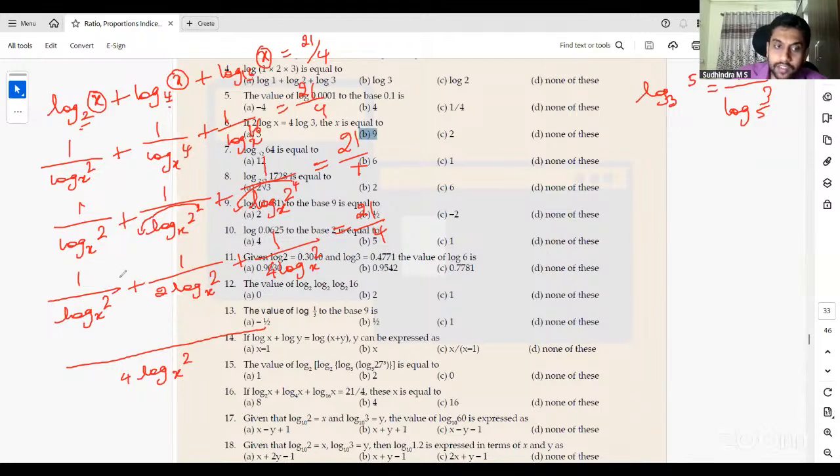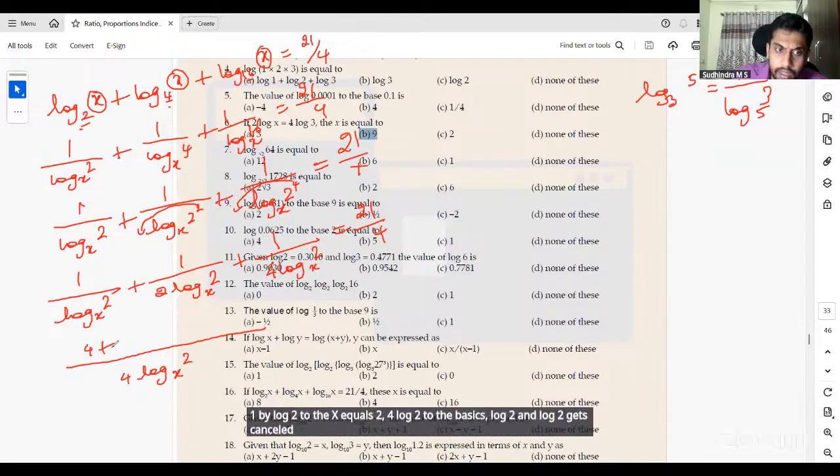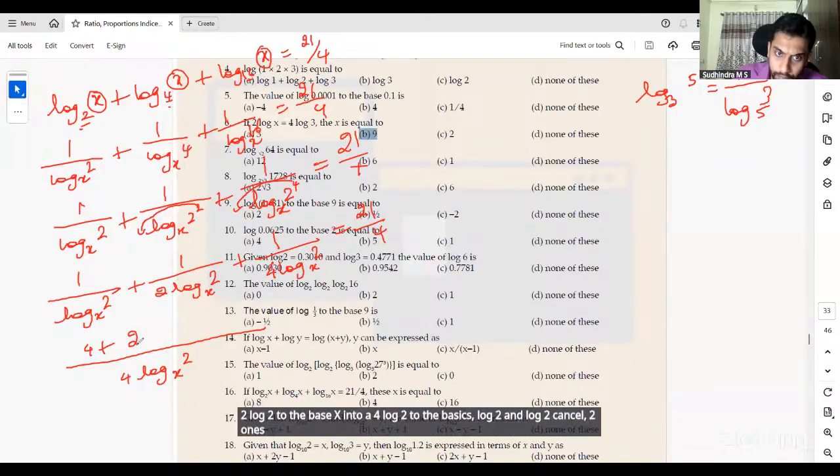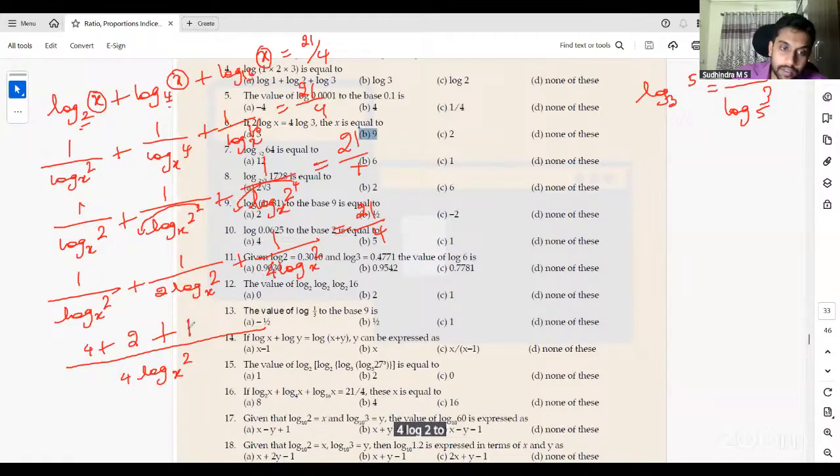1 by log 2 to the base x into 4 log 2 to the base x, log 2 and log 2 get cancelled, 4 remain. 2 log 2 to the base x into 4 log 2 to the base x, log 2 and log 2 cancelled, 2 ones are 2, 2 twos are 2 remain. 4 log 2 to the base x, 1 is equal to 21 by 4. 4 plus 2 plus 1 is 7 by 4 into 1 by log 2 to the base x is equal to 21 by 4.